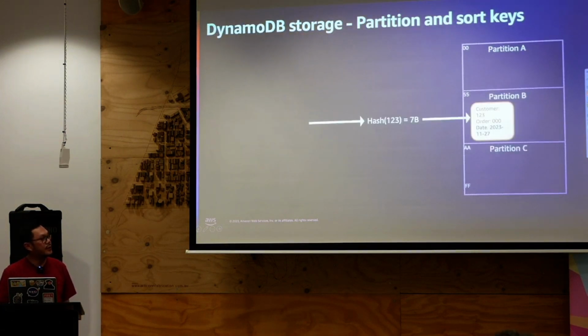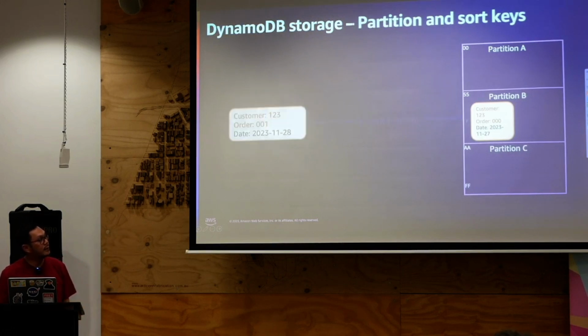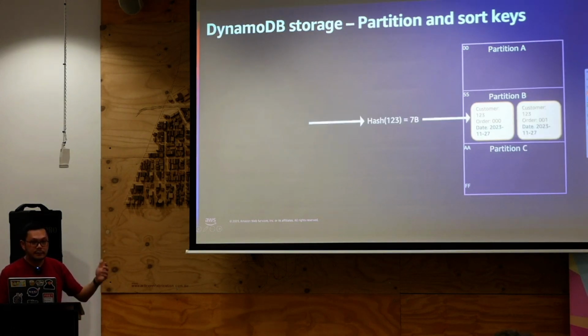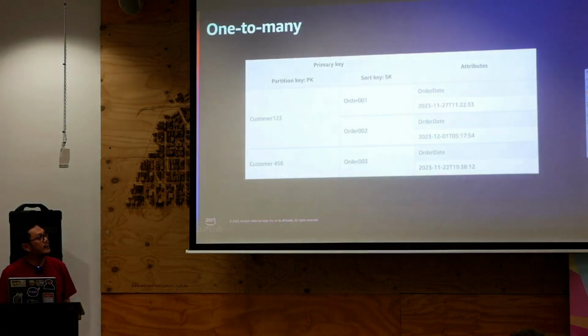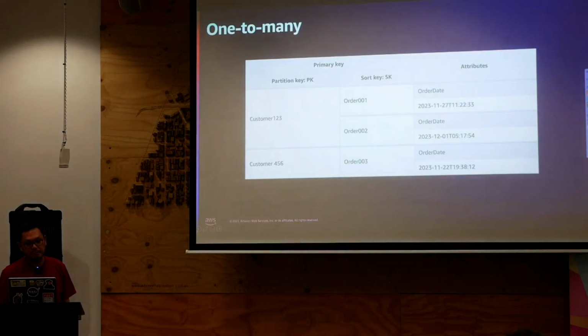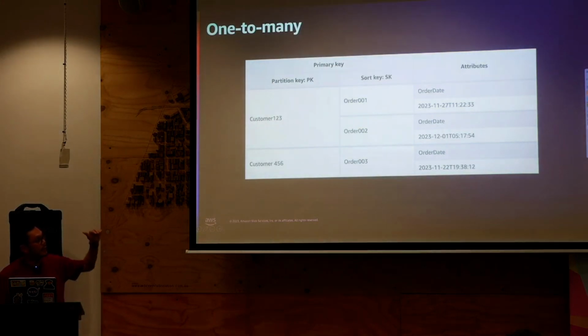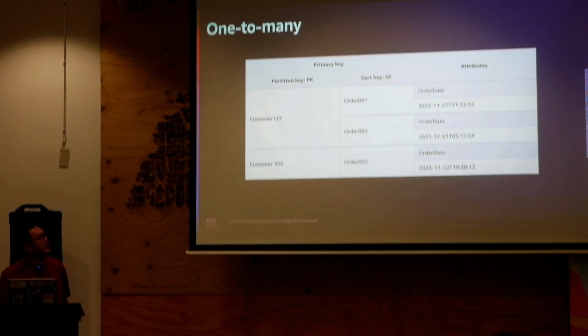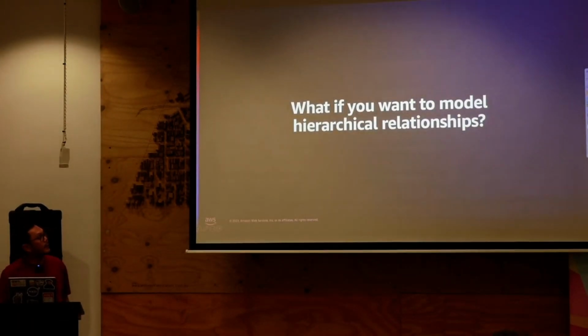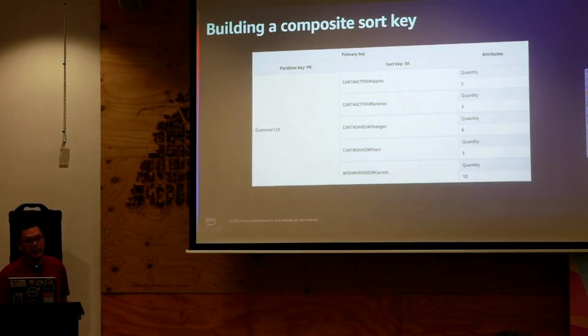Just a quick illustration. I have put an order for number 1, and I do another order. It will go to the same partition, sorted by the order ID. This table looks like this. So now different customers will have different buckets of data that they will be interested in. All right, so what if you want to model a hierarchical relationship?